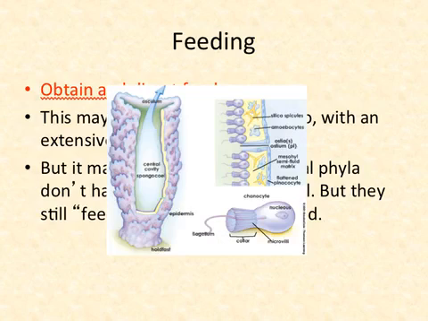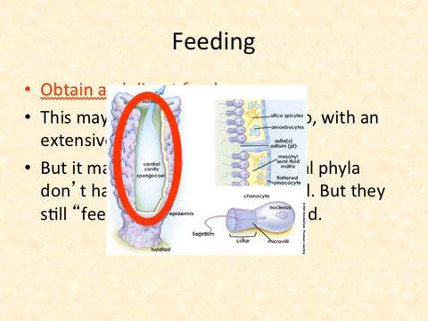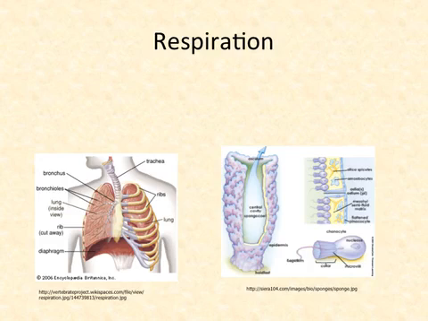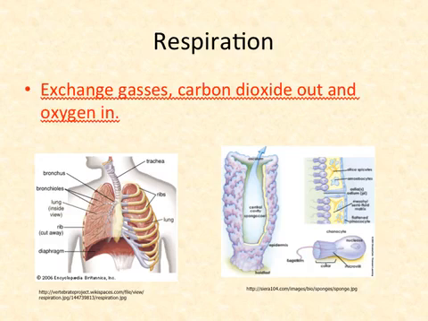It does not have a way to obtain food like with hands, like say you and I would, but it does obtain food by filtering water through its body, and it digests it intracellularly, and we'll talk more about what that means in the next lesson. But this sponge, even though it doesn't have a digestive system like you or me, it still obtains and digests food.